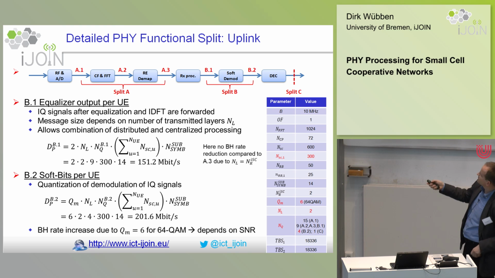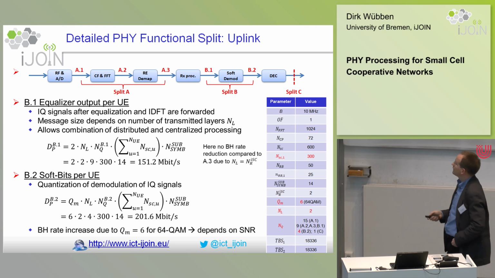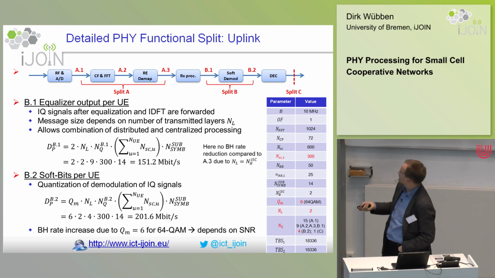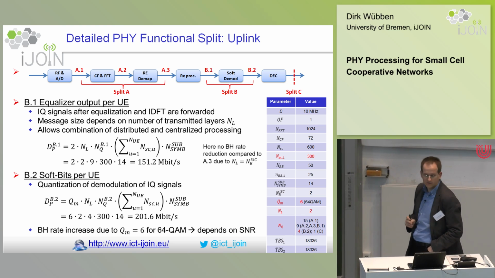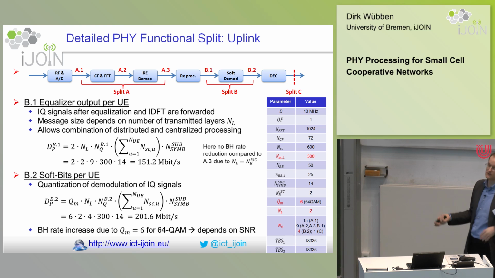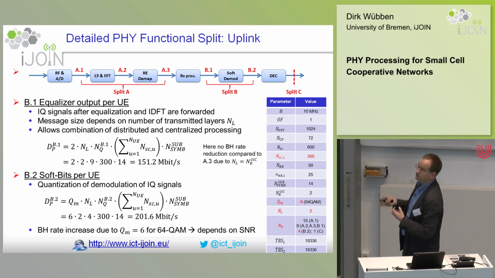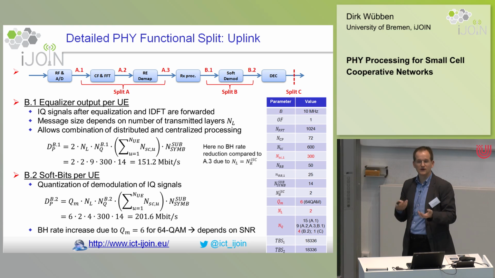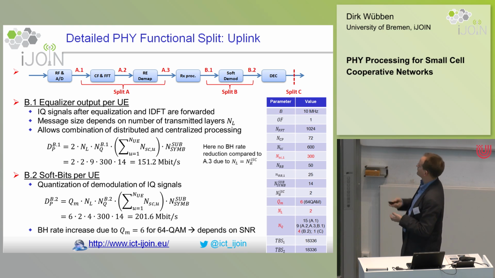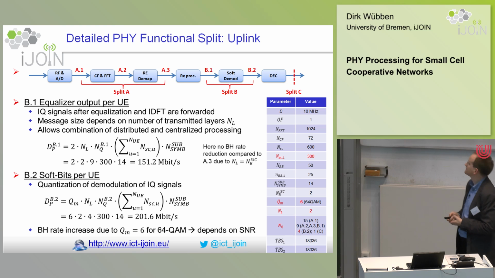Now here you see once again the example, and once again we are achieving exactly the same rate as in functional split A3. Why? Because here the number of spatial layers is exactly corresponding to the number of receive antennas. So in this case we don't have any differentiation, and we also kept the quantization levels the same.